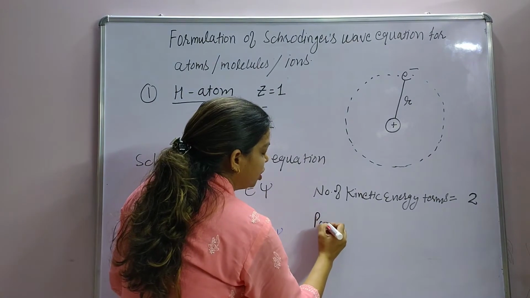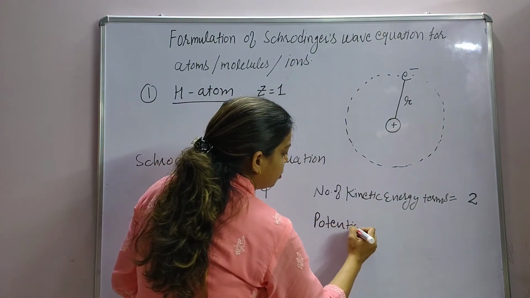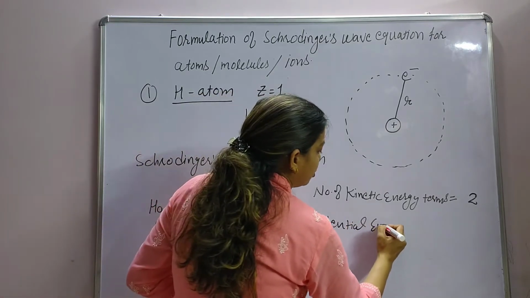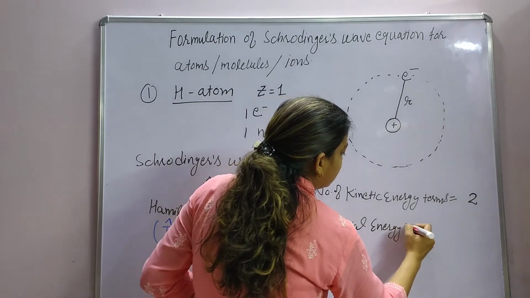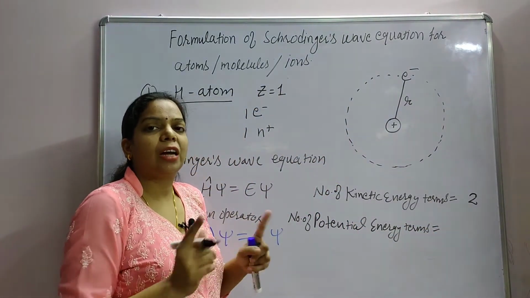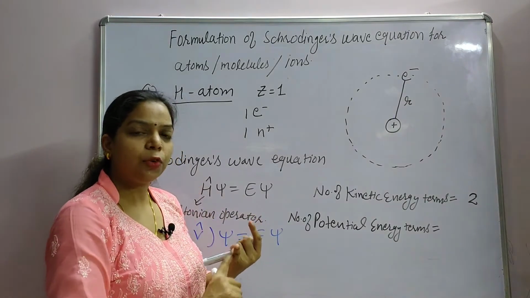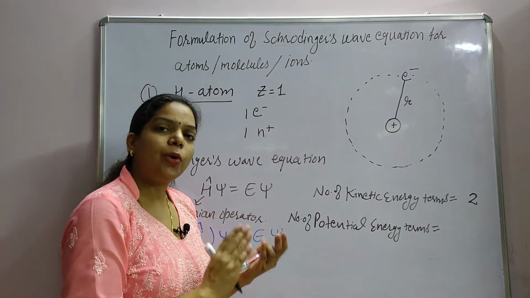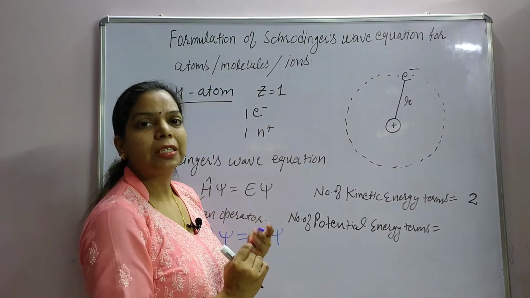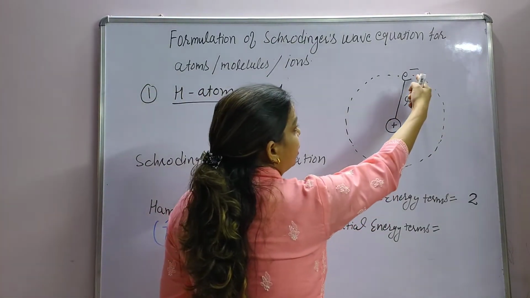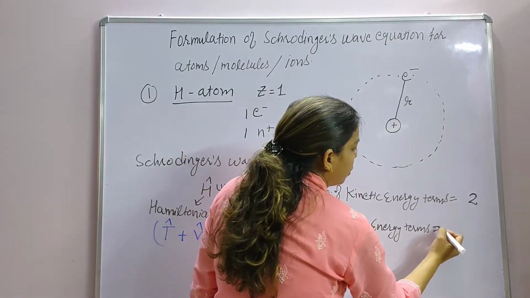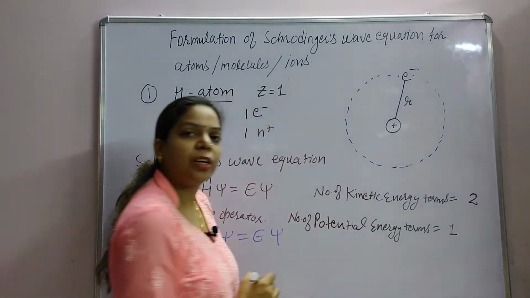And potential energy terms, the number of potential energy terms will be equal to the number of interactions, whether repulsive or attractive. We have to consider all. So how many repulsions, how many interactive forces are there? Only 1, because 1 electron, 1 nucleus, they will attract each other. So 1 force. So there will be only 1 potential energy term.